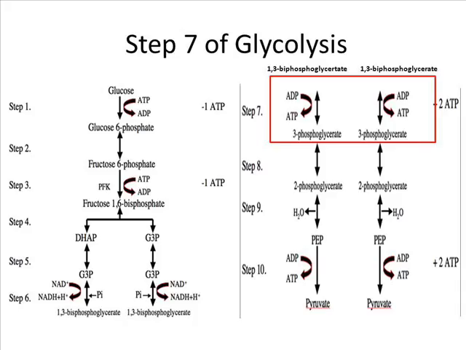So let's look at our next step that we're going to concentrate on. This step is step 7. So we have our 2 molecules of 1,3-bisphosphoglycerate, and this is an important stage because we get the first of our ATP being generated. So remember earlier on, to get this far, it's already cost us 2 ATP. So let's have a look at this in a little bit more detail.